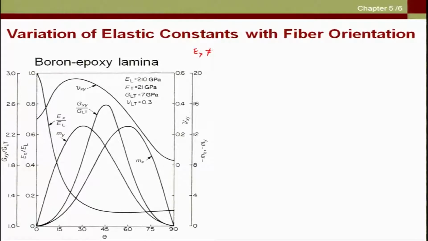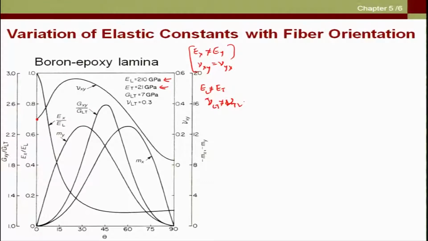Now, what you observe very significantly is that in all these situations, Ex is not equal to Ey, because for theta equal to 0, Ex is equal to El, and when theta equals 90 degrees, Ex is equal to Et, and Ex in general is not equal to Ey. We can also say that nu xy is not equal to nu yx, and all this is happening because El is not equal to Et and nu Lt is not equal to nu Tl.